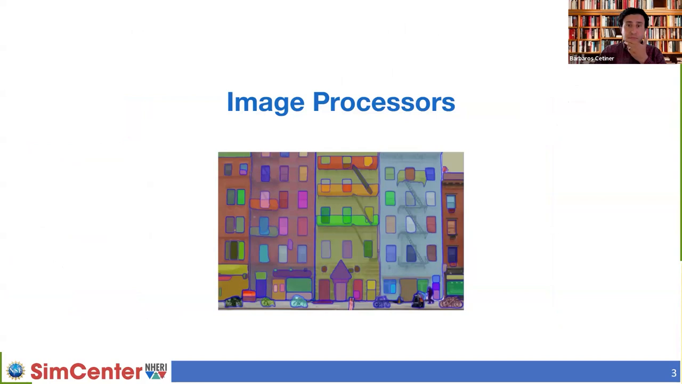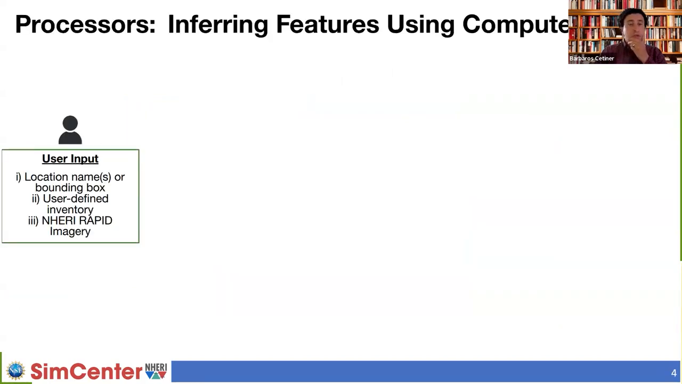So I'll speak a little bit on the image processors, the image recognition approaches. Braille's uses very simple input from users to create these inventories. Right now, I'm basically highlighting the image recognition, but this applies to basically all 4 components of Braille's++. You can enter a location name, such as if you're interested in getting the building inventory for Berkeley, California, you can just enter that name. Or you can define a bounding box, or you can provide your own imagery, which could be rapid imagery.